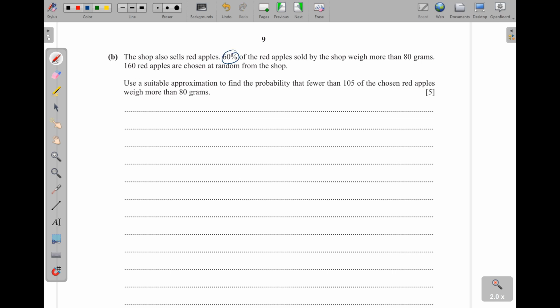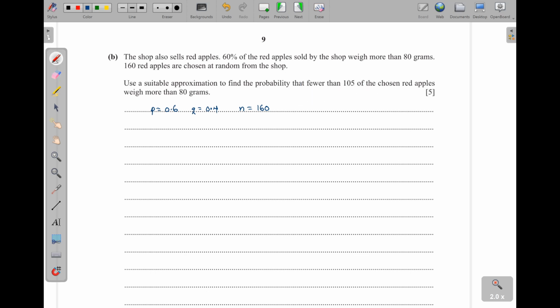Now, in here, this is a binomial because you are doing the experiment every now and then, and the p is the 60%, okay? So p is equal to 0.6, and therefore q, the probability of the failure, is going to be 0.4. Then the n is given as 160 red apples, okay? Now, you cannot find probability of X less than 105. You are going to have probability of X is equal to 104, 103, 102, up to 0. When will you finish? Okay, so that is why we approximate the binomial to the normal.